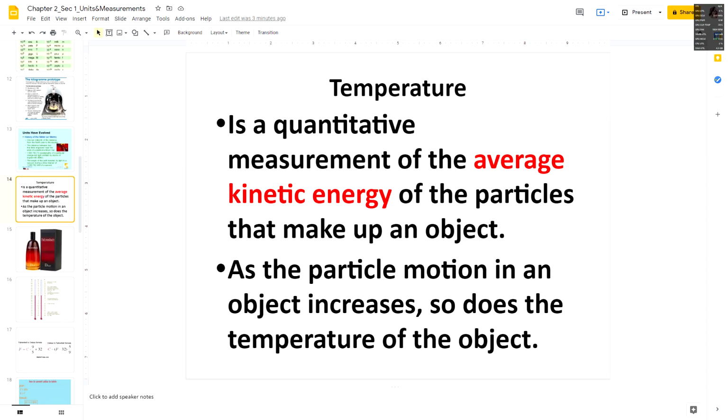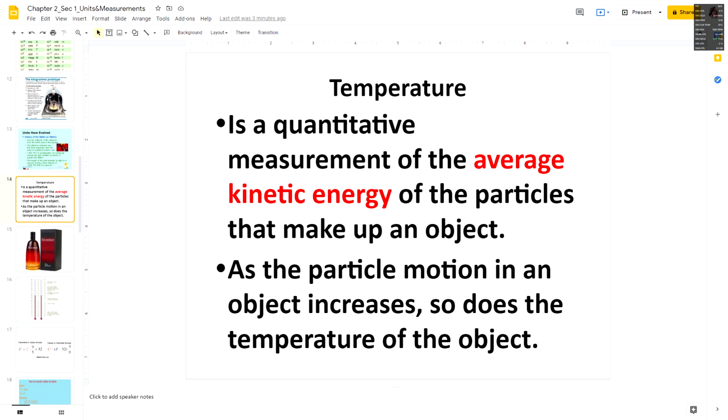And another one is the temperature. So temperature, what is temperature? It is just the measurement of how hot or cold an object is. And it is a quantitative measurement of the average kinetic energy of the particles that make up an object. It's something to do with the kinetic energy.